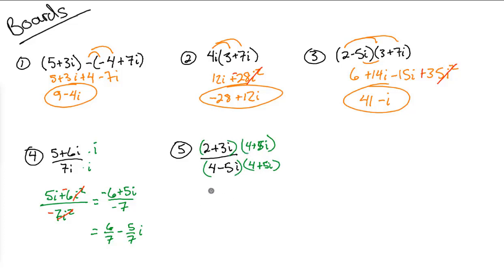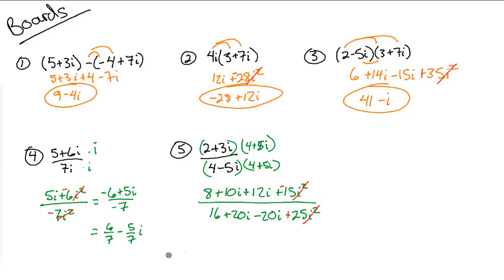So 2 times 4, that's 8 plus 10i plus 12i. And then the 3, that's plus 15i squared all over 4 times 4 is 16. 4 times 5, that's the plus 20i. He's going to go away. Minus 20i, there's the guy that takes him out. And then minus 5i times plus 5i is a negative 25i squared. Let's take care of all the i squareds. That becomes a negative 15, and that becomes a positive 25.